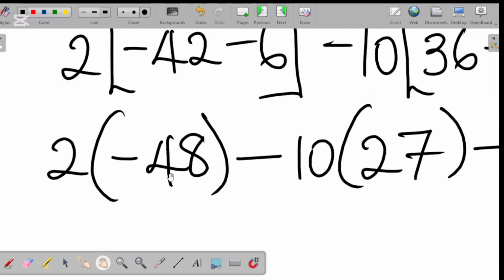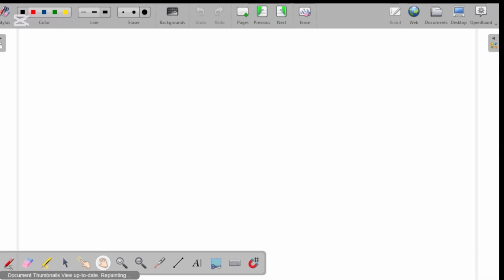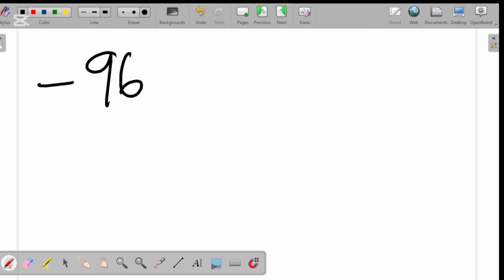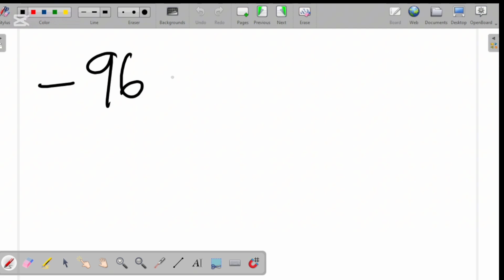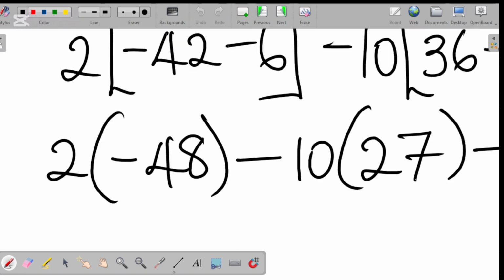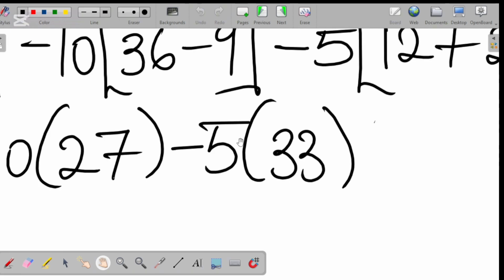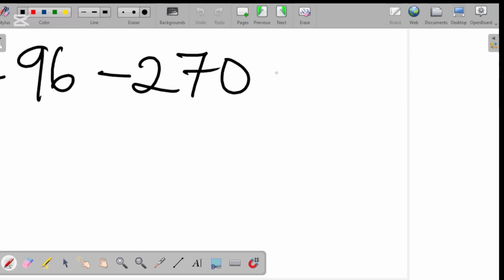All right, so let's now open up this bracket. 2 multiplied by negative 48 will give us negative 96. Negative 10 multiplied by 27 gives us negative 270. Negative 5 multiplied by 33 gives us what? Negative 5 multiplied by 33 gives us negative 165.